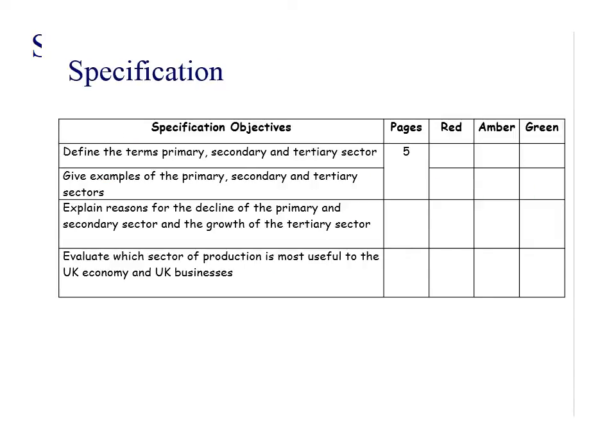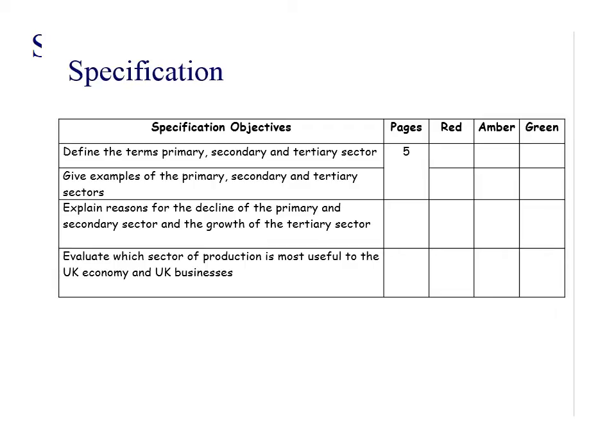You need to know what the primary, secondary, tertiary sector are. You need to be able to give examples of these sectors and what these types of jobs include. You need to be able to give reasons for the changes in these sectors in terms of the number of people employed in recent years. And you need to be able to evaluate which sector of production is most useful to the UK economy and UK businesses.